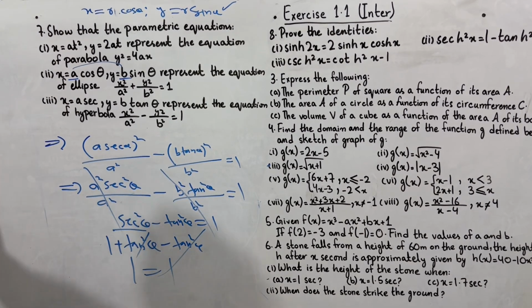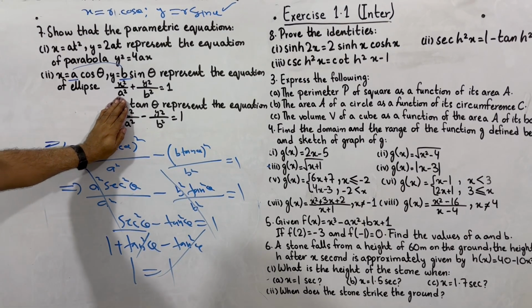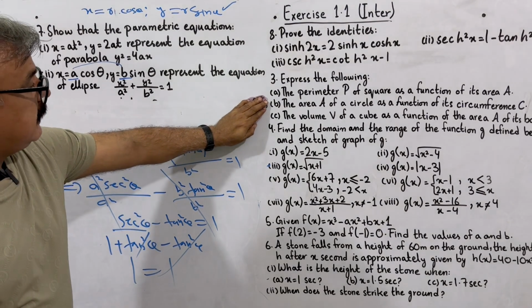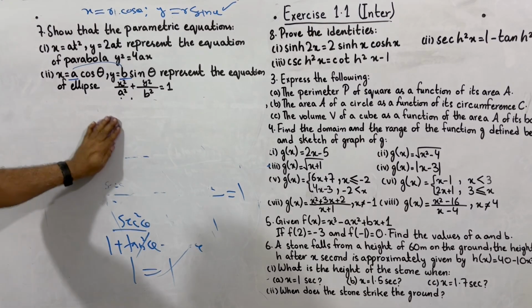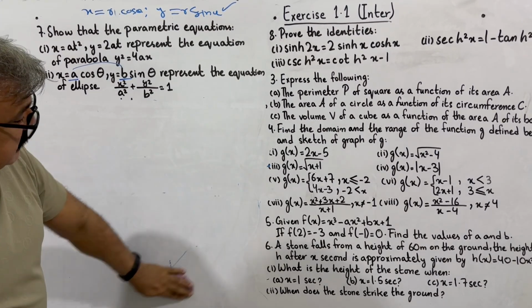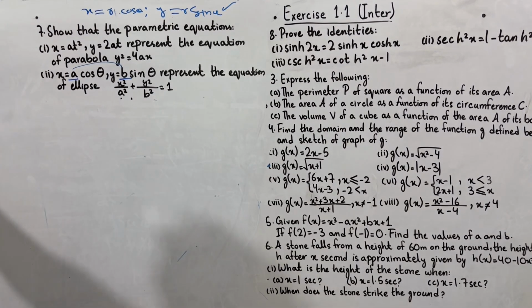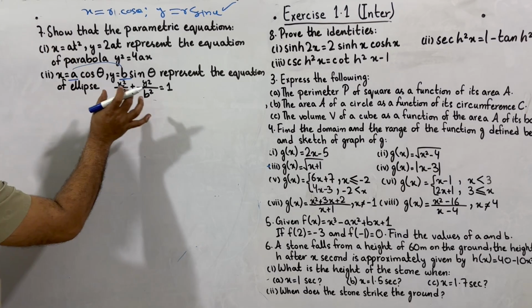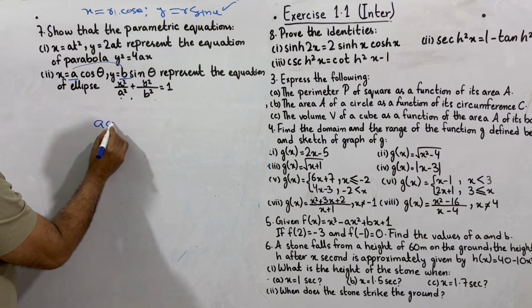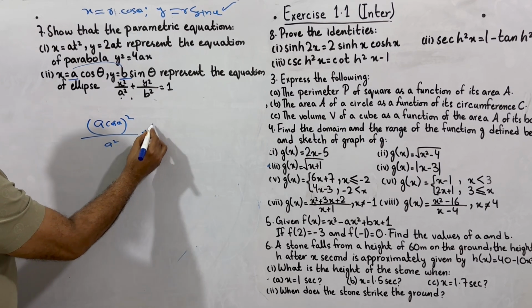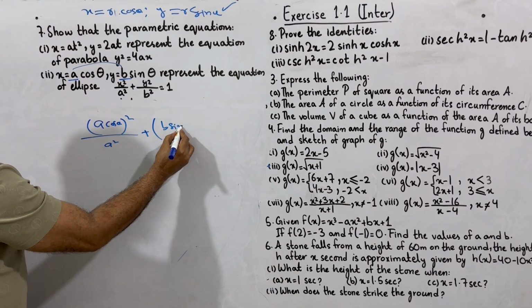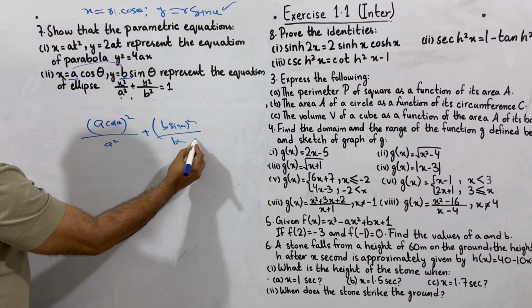Okay. Let's prove the parametric equation of ellipse. x is equal to a cos theta, y is equal to b sin theta. In that case, the major axis is along the x-axis and the minor axis along the y-axis. Let's just replace x and y here. x means a cos theta whole square over a square. What about this? b sin theta whole square over b square.